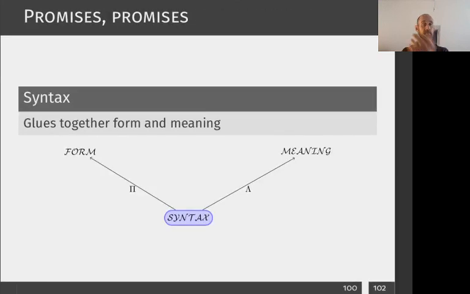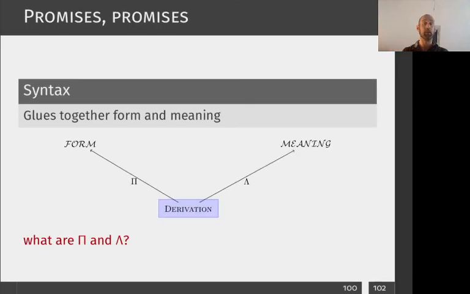Okay, so I've said syntax glues together form and meaning. We have syntax, we ship it off to form, and we ship it off to meaning. But, I mean, I can say things all I want. That doesn't make them true, to my great chagrin. In order to keep these promises, in order to make good on my promises, I need to tell you what these interface maps are actually doing. Okay?